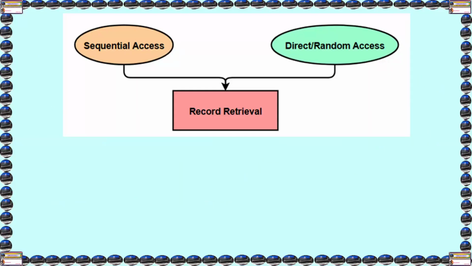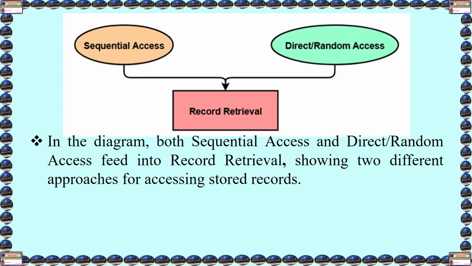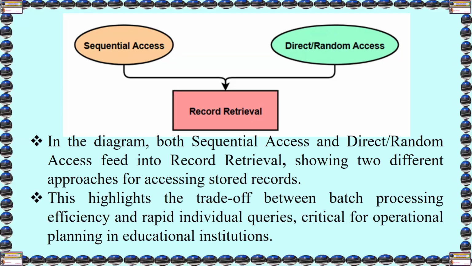And therefore, you can use sequential access, direct or random access, to be able to retrieve any given record. In this diagram, you can see that we have both sequential access and direct or random access feed into record retrieval, showing two different approaches for accessing stored records. This highlights the trade-off between batch processing efficiency and rapid individual queries critical for operational planning in educational institutions.